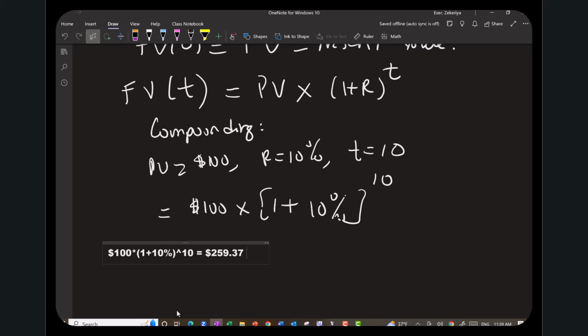Of course, the advantage of Excel is I'm going to set this up only once. All I have to do is change the inputs. In OneNote, I'm going to have to redo that equation. But if you need it just once, why bother with Excel?